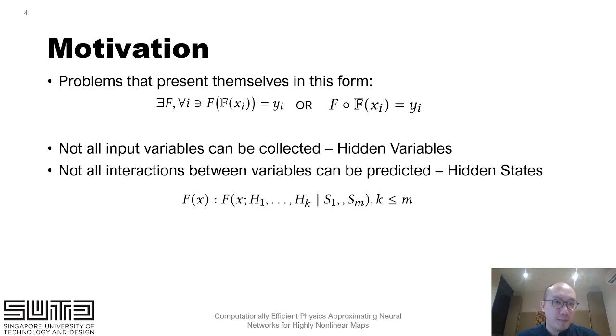Not all input variables can be collected, right? Because your data collector might not have the proper tools to capture all types of data. So you get hidden variables. And because of certain interactions, we can't always predict all of them. So we will definitely have hidden states. So we have hidden variables h1 to hk and hidden states s1 to sm.